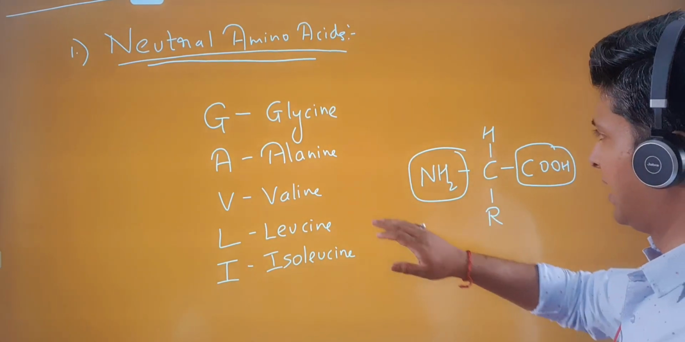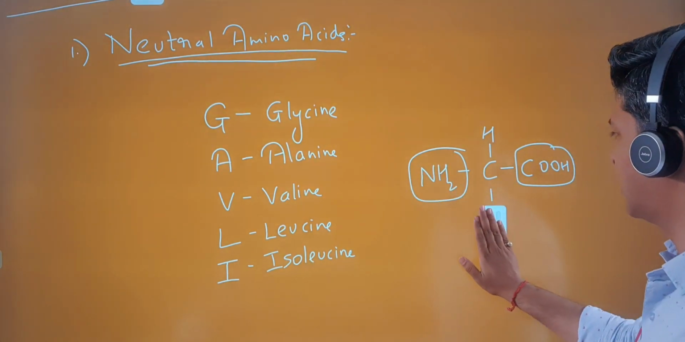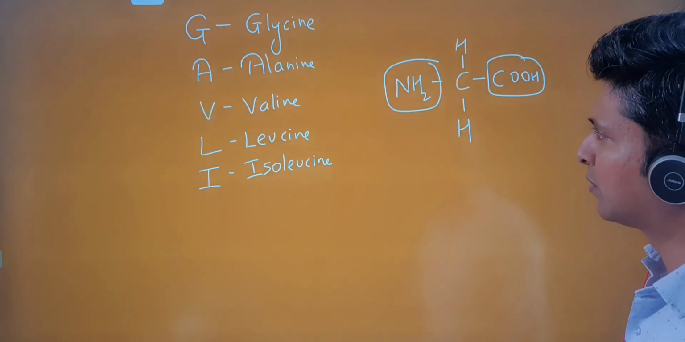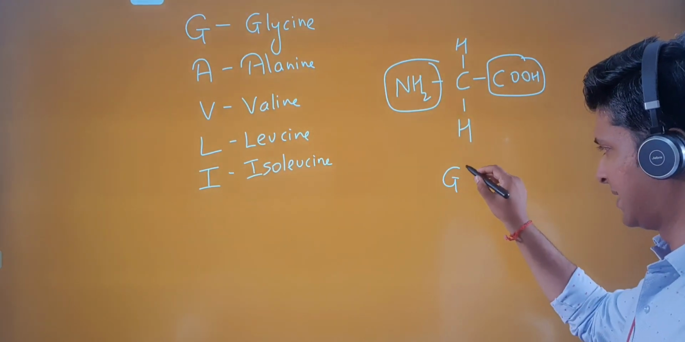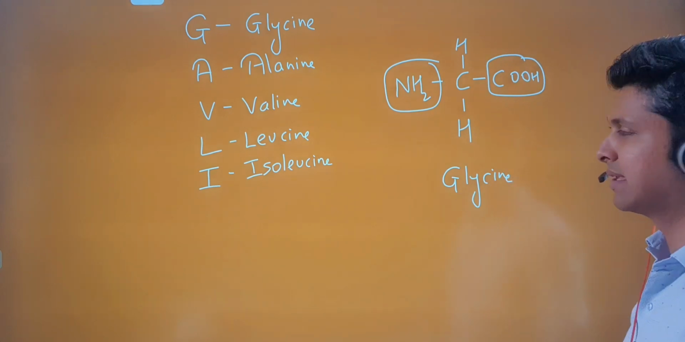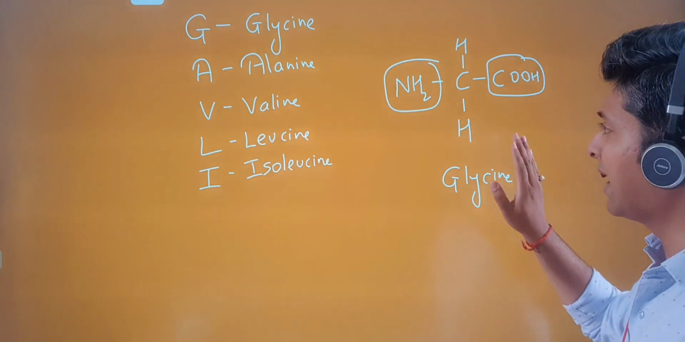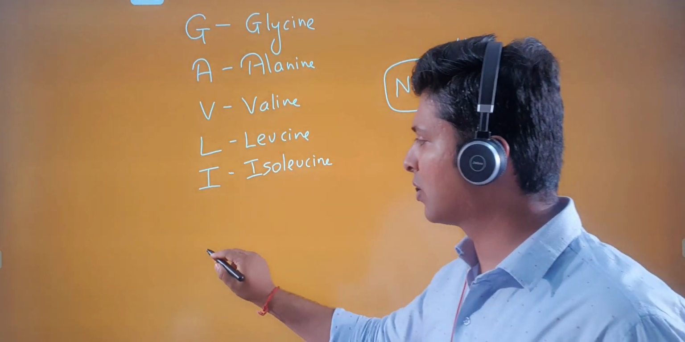Now here in glycine, I will replace the alkyl group with hydrogen. So when I replace the alkyl group with hydrogen, it becomes glycine. This is the glycine amino acid, and is the only non-chiral or achiral amino acid.